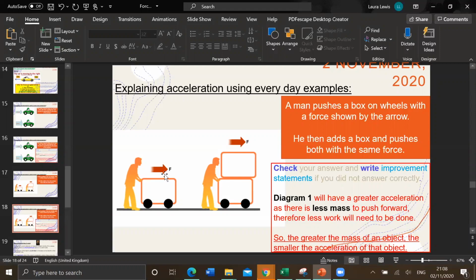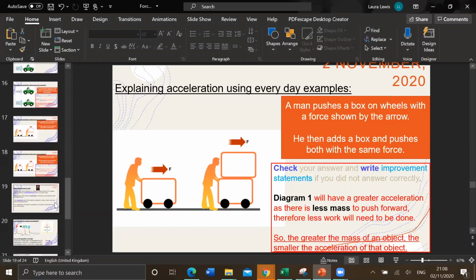Okay, so yeah, same amount of force the man's pushing. If there's more mass, the acceleration will be less. So yeah, the big heavy trolley would be harder to push, wouldn't it? And if you pushed it with the same force as the light trolley in the supermarket, the light trolley would travel further and it would speed up quicker.